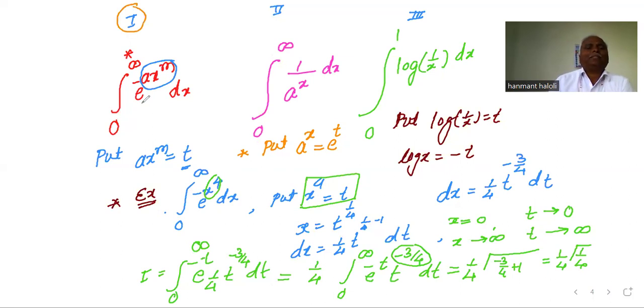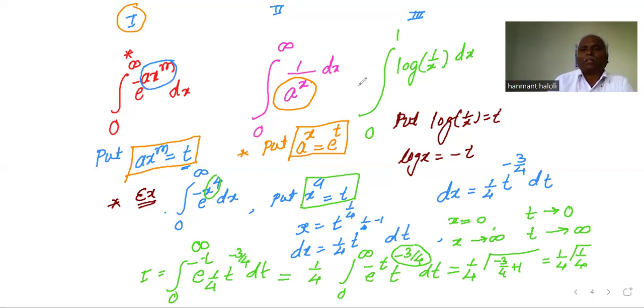Whenever the integrand has e raised to minus a x raised to m dx, at that time you have to put a x raised to m equal to t, which means the exponential power. All of that power you can put equal to t. Then in the second form, integral 0 to infinity 1 upon e raised to x dx, here we require e raised to minus x, that's why this whole thing is replaced by e raised to x. This is a simple substitution. We need e raised to minus x in the formula, that's why.